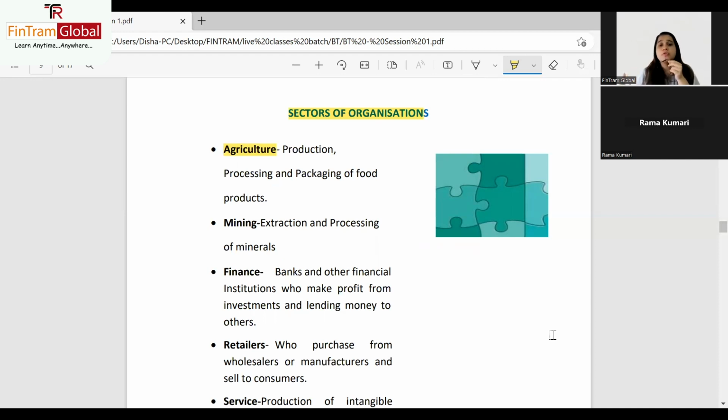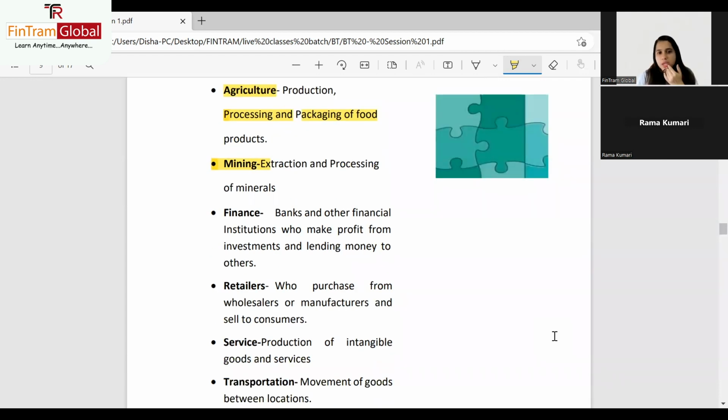Someone is, let's say, producing fruits, whether it's mangoes, bananas, coconuts. All of that is going to fall in the agriculture sector, whether they are just producing it, or processing it or packaging it for food products. Then there's the mining sector. Any of those organizations could be in the mining sector, wherein they are extracting or processing minerals. Then there is finance. All the banks that we have, whether it's a government bank or a private bank, if it's a bank, it's going to be in the finance sector.